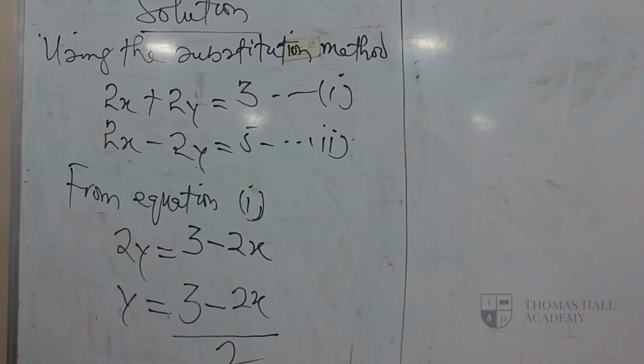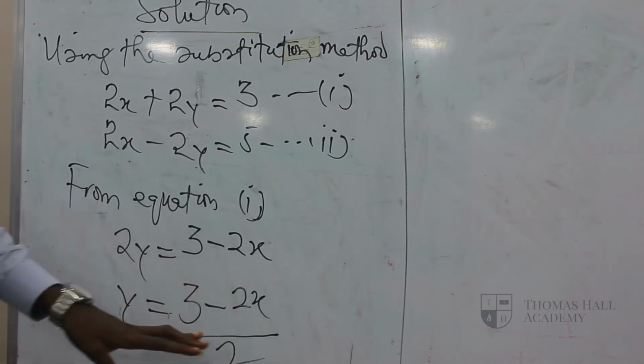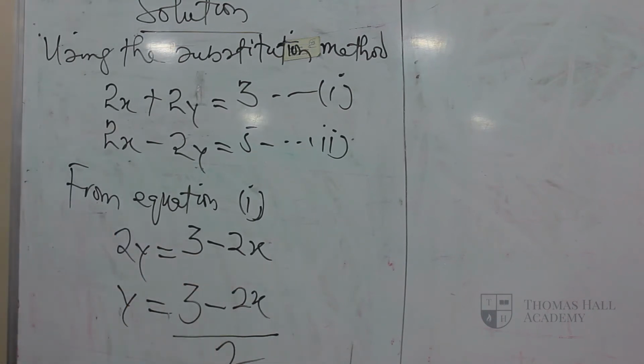We are looking for y. So the value of y is 3 minus 2x all over 2. That is what the value of y will give us. But that is not a specific value for y yet. So we are going to look for the value of y from here.